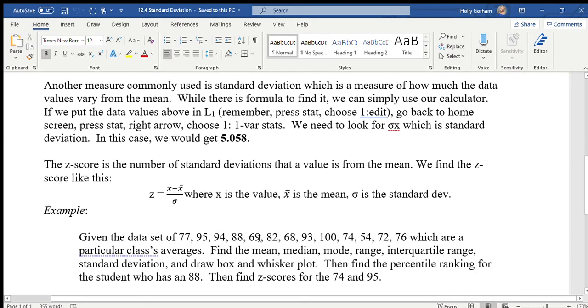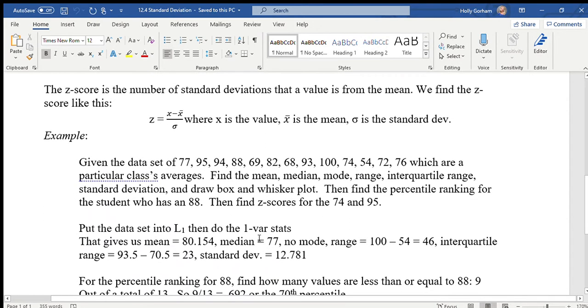Now, with standard deviation, one of the things that you'll use is what's called a z-score. What a z-score does is it measures the number of standard deviations that a value is from the mean. The way that you do that is you take x minus x bar over sigma, where x is the value that you're looking at, x bar is the mean, and sigma is the standard deviation.